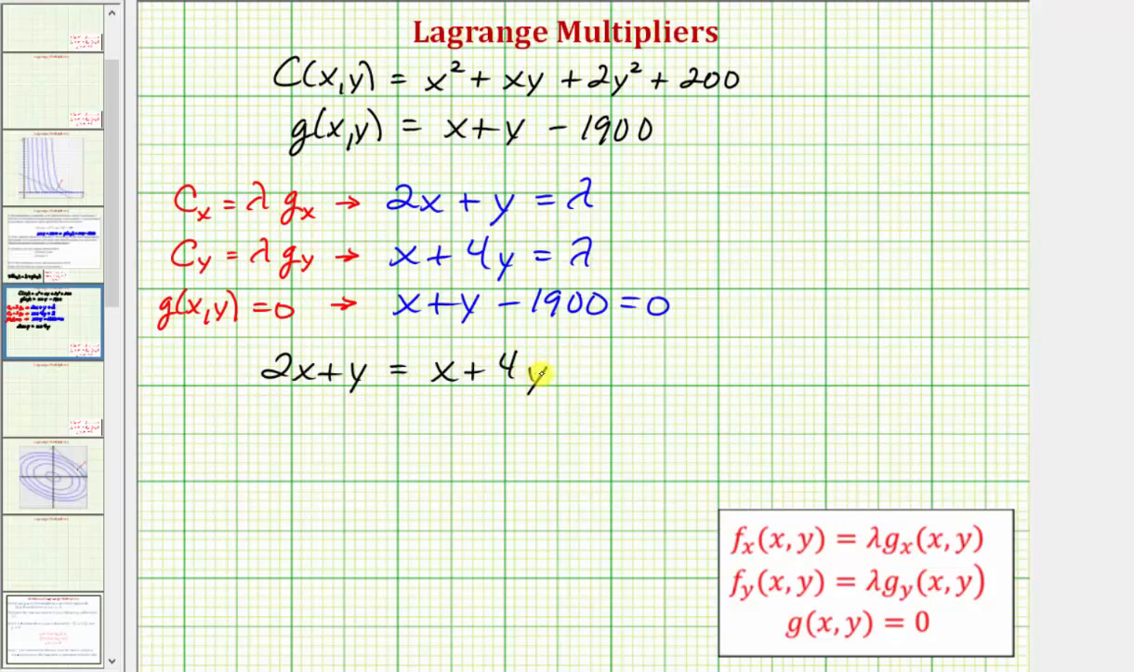And now if we solve this equation for x or y, we can then perform substitution into the constraint to form an equation with one variable. Let's go ahead and subtract x on both sides and also subtract y on both sides. Notice how this would give us x equals 3y. So now that we know that x must equal 3y, we'll substitute 3y for x in our constraint, then solve for y. Let's go ahead and do this on the next slide.